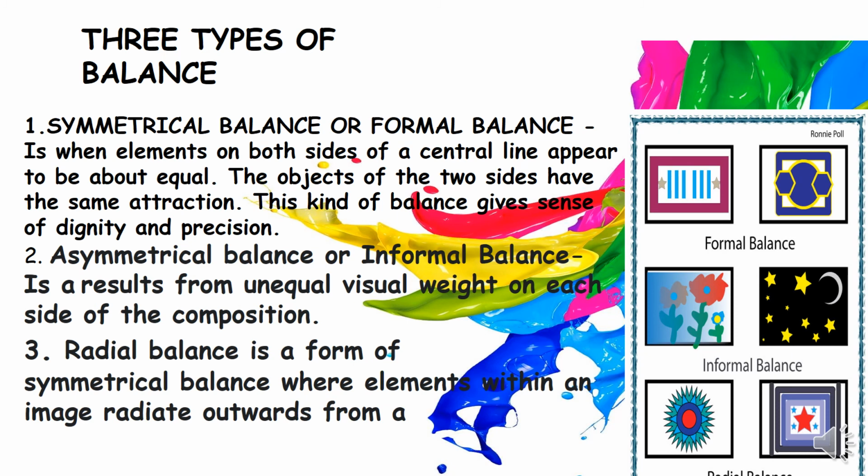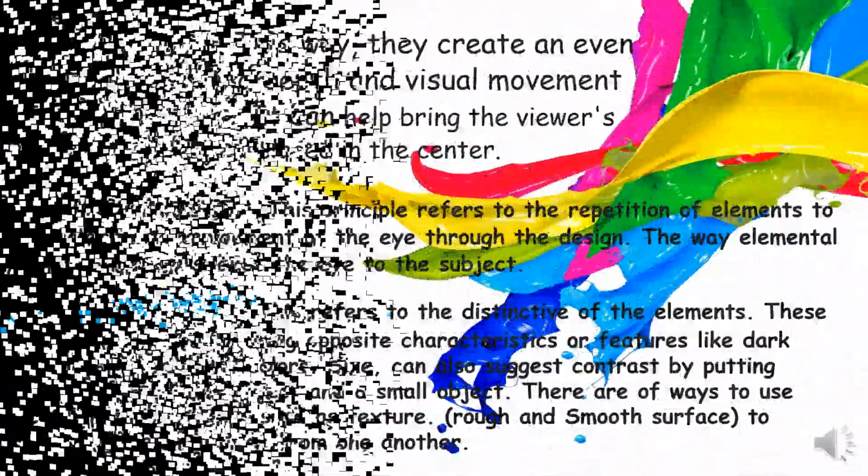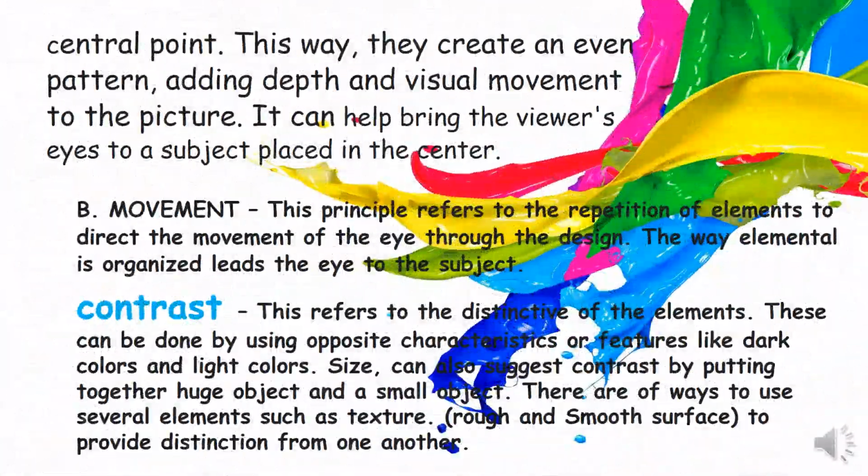It is a form of symmetrical balance where elements within an image radiate outward from a central point. This way, they can create an even pattern, adding depth and visual movement to the picture. It can help bring the viewer's eyes to a subject placed in the center. The second principle of design is movement.